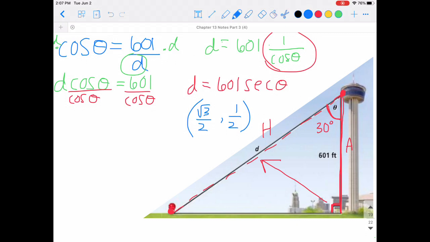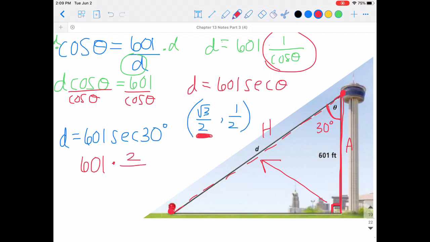So now to solve for the distance, we're going to do d equals 601 secant of 30 degrees. Secant is the reciprocal of cosine. With cosine, we're talking about our x values, and if it's the reciprocal, we're just flipping our fraction. So it's going to be 601 times 2 over radical 3. When we multiply, 601 times 2 gives us 1,202 over radical 3.